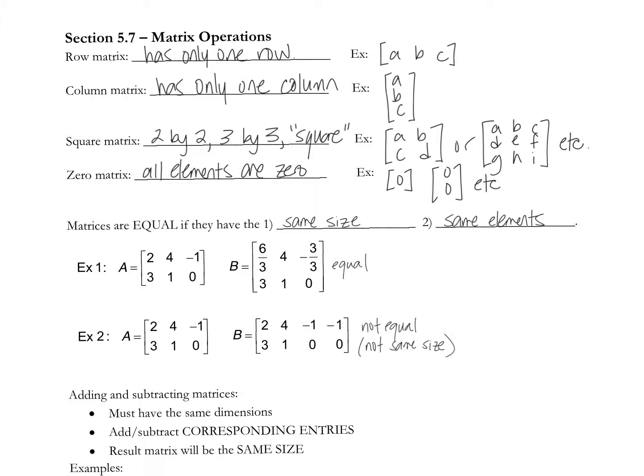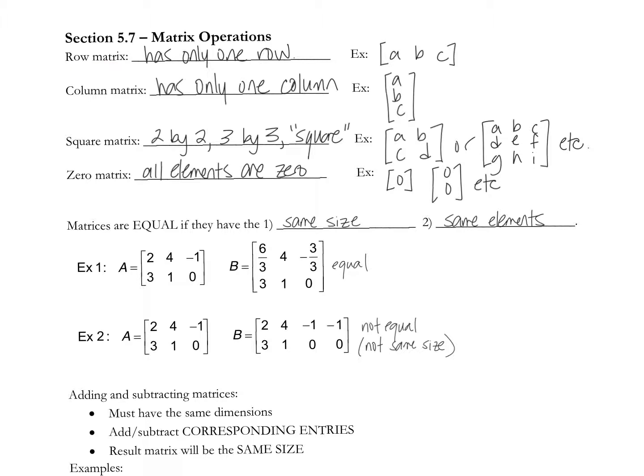Hey team, we've got 5.7 today, matrix operations. If you need to pause the video, I'm going to talk through some of this vocabulary that we've got going on here. Just some basic stuff. This is actually a very simple section. The only thing that's a little tricky is multiplying matrices together, but we're going to add them, subtract them, and talk about sizes, which we've already talked about before.